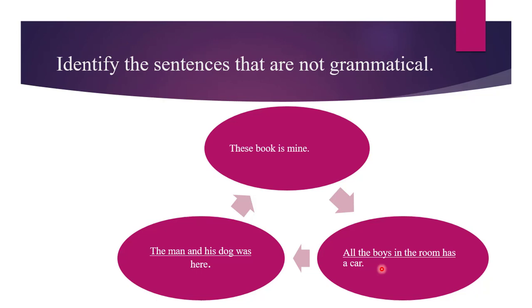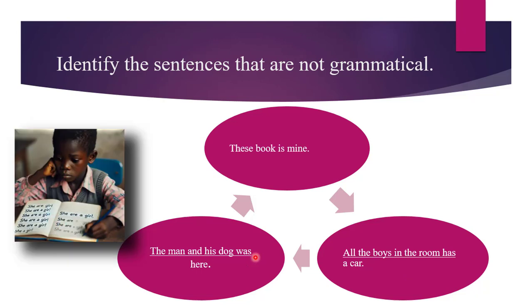Let us look at the last one. We have another plural subject. All the boys in the room has a car. This is not grammatically accurate because all the boys in the room is a plural subject and must go with a plural verb. Therefore, has rendered the sentence ungrammatical. Can you correct it? You can say, all the boys in the room have a car. Then we have our Concord rule applied.